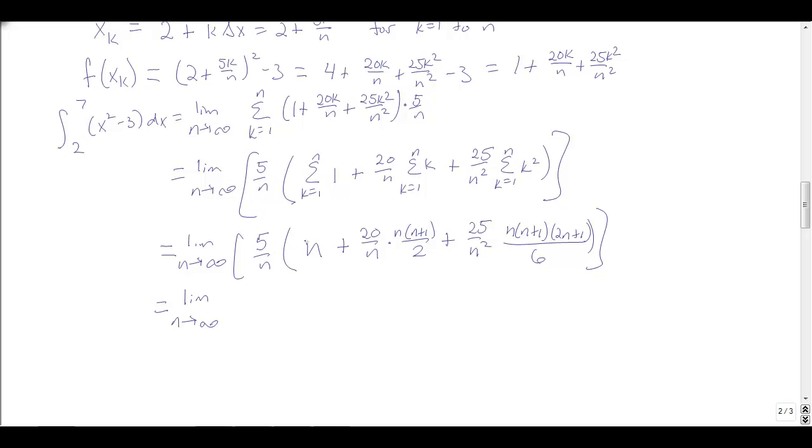Before we distribute the 5 over n, let's simplify the inside. So n plus, these n's cancel. The 2 and the 20 cancel with the 10, so that'll give me a 10n plus 10. You can cancel that n with one of those n's. And I'm going to get 25 over 6. There's nothing that simplifies there. Times, how about 25 over 6n? I can keep the n. I'm going to get 2n squared plus 2n plus n, that's plus 3n plus 1.